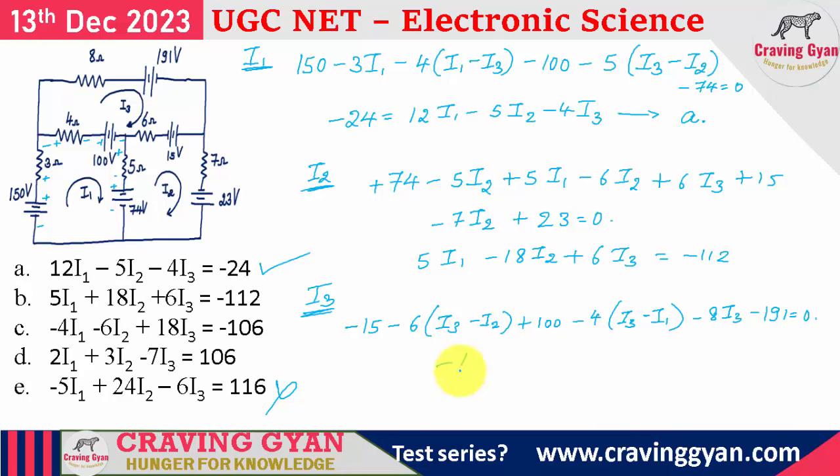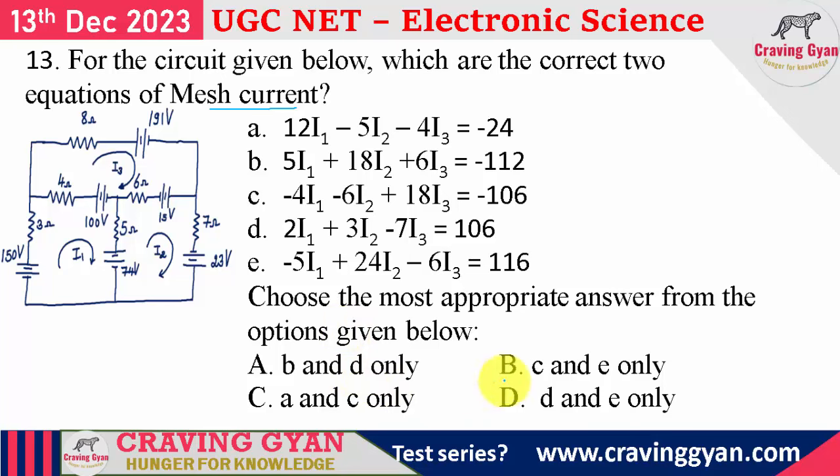What I'm going to get, minus 15, rearrange each and everything. Upon rearranging, I'm going to get minus 4 times I1 minus 6 times I2 plus 18 times I3, which is equal to minus 106. C is also correct. So A and C are going to follow, which means option C is correct.